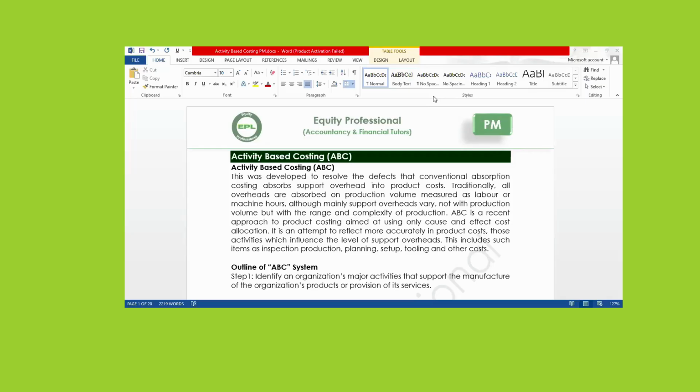Under the traditional absorption costing system, overhead costs are absorbed into products using production volume. Under the traditional costing system, overhead costs are absorbed on production volume as measured by labor hours or machine hours.